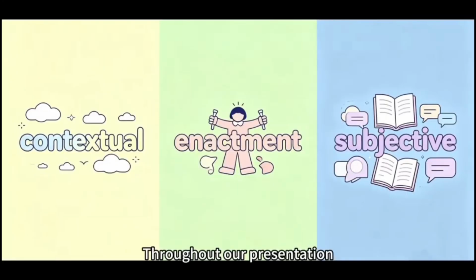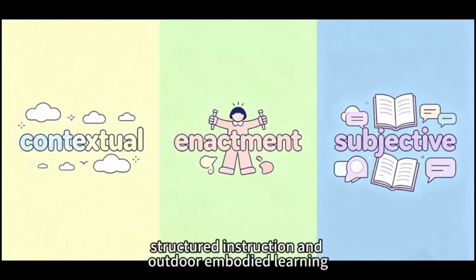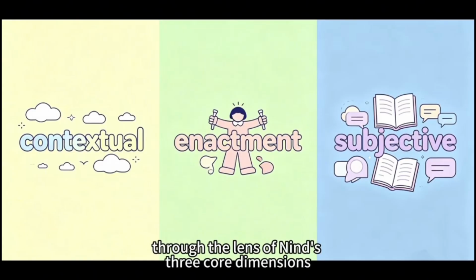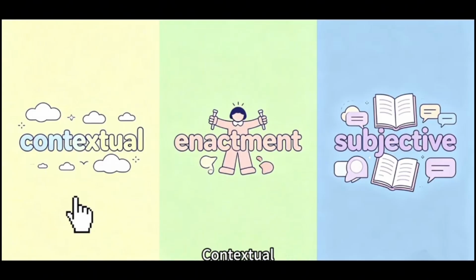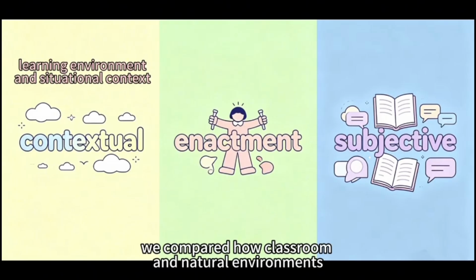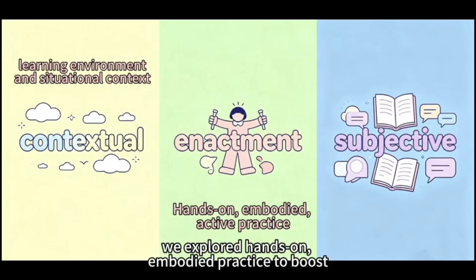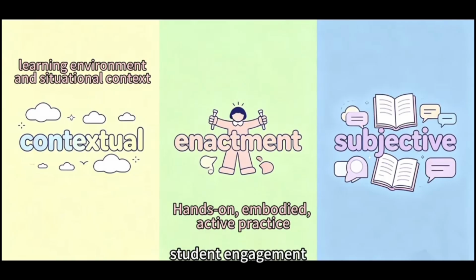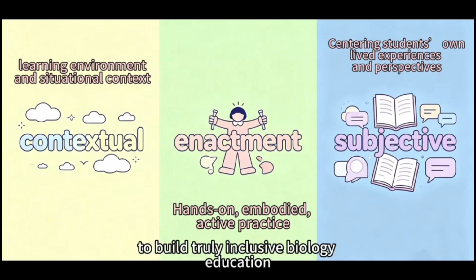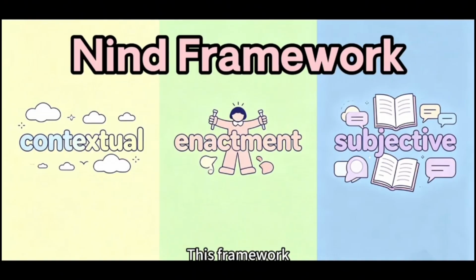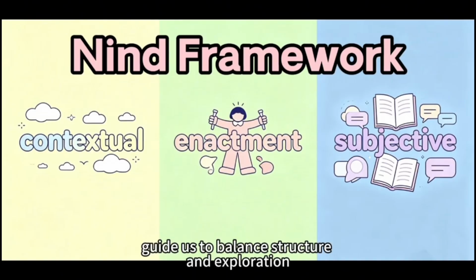Through our presentation, we have analyzed the two core biology teaching approaches: Rosenshine's structured instruction and outdoor embodied learning, through the lens of Nine's three core dimensions. First, contextual. We compared how classroom and nature environments shape learning experiences. Then, enactment. We explored hands-on embodied practice to boost student engagement. And finally, subjective. We centered students' lived experiences to build truly inclusive biology education. This framework guides us to balance structure and exploration for every learner.